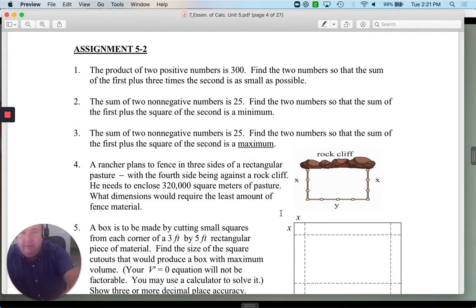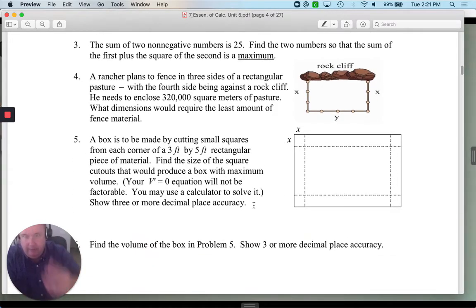In number 5, a box is to be made, again, by cutting small squares out of each corner, to find the size of the square cutouts that would produce a box with a maximum volume. And then they said, don't worry, it's not going to be factorable, so I'll teach you how to use a calculator to solve it, and so on. So let's draw that situation. Not everything is labeled on there that I need to label.